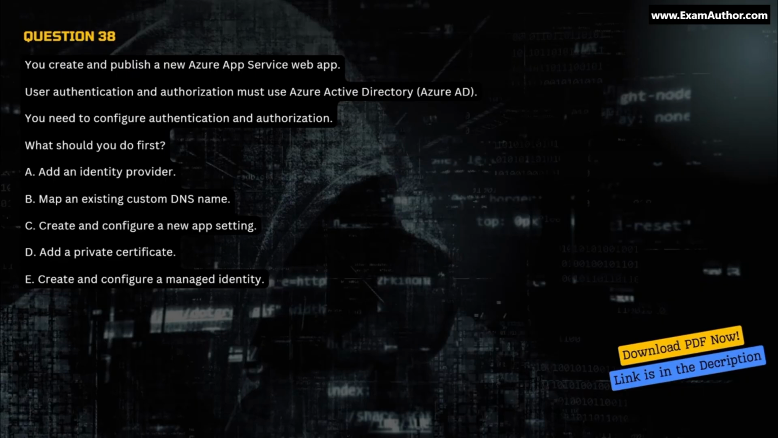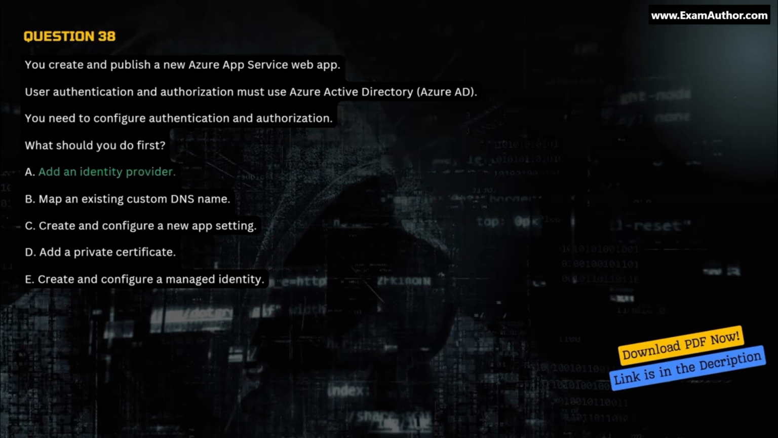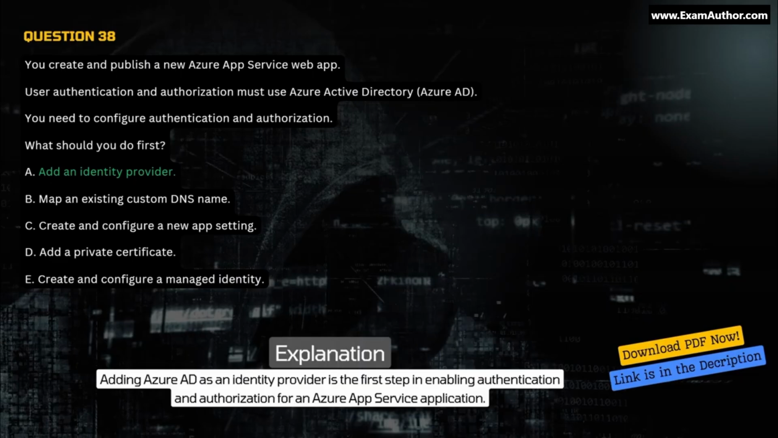B. Map an existing custom DNS name. C. Create and configure a new app setting. D. Add a private certificate. E. Create and configure a managed identity. Correct answer A. Add an identity provider. Explanation. Adding Azure AD as an identity provider is the first step in enabling authentication and authorization for an Azure App Service application.